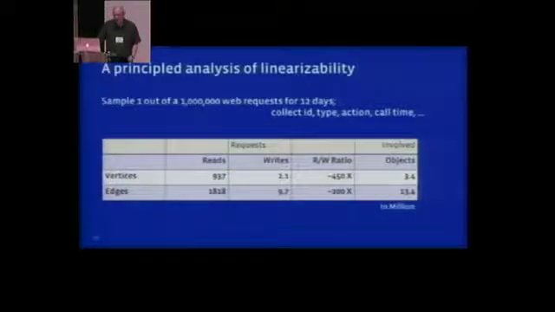And for edges, which are the relations, they are updated more often. Like photos, that's why there is a higher write rate than for objects. But it's still 200 times more reads than writes, even for edges in this graph.